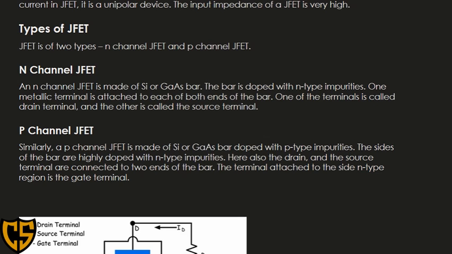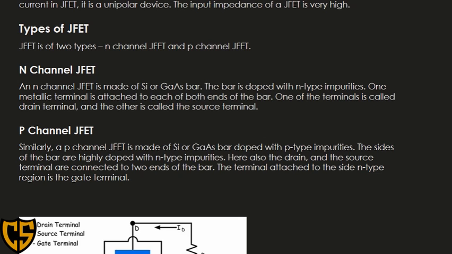An N channel is made of either silicon or gallium arsenide bar. The bar is doped with N-type impurities. One of the terminals is called the drain terminal and the other is called the source terminal. Similar to our BJT, we have three terminals. In a BJT, we have the collector, emitter, and base. Here we have drain, source, and gate.